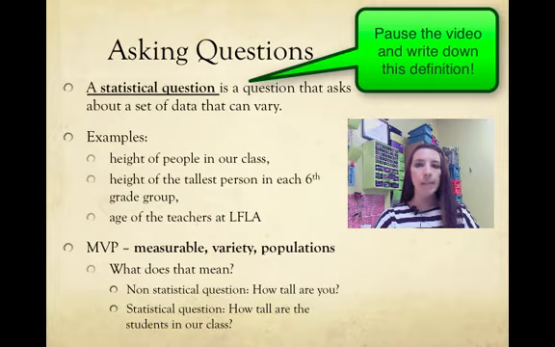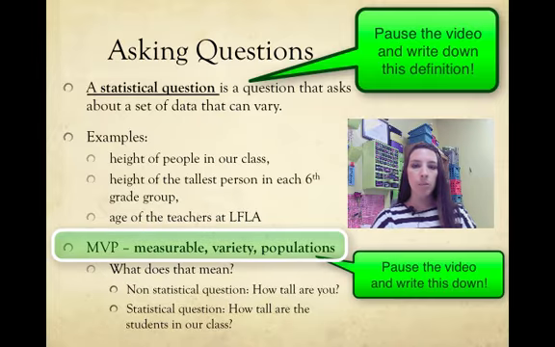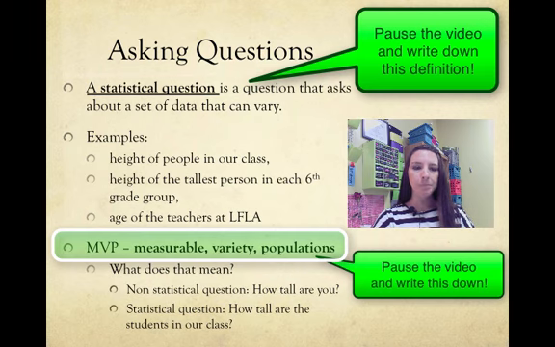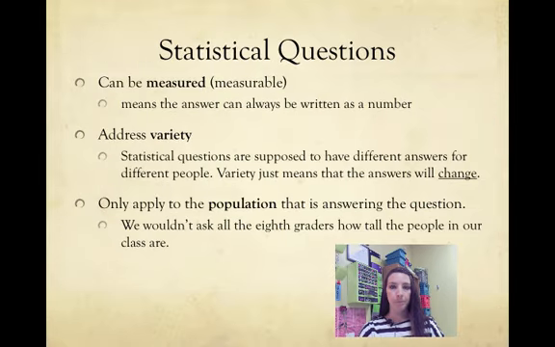When you're deciding whether a question is statistical, I want you to write this down. I want you to keep the letters MVP, like the most valuable player for a baseball or a football or basketball team, in your brain. But in math, for our class, they stand for measurable, variety, and population. And we'll go over what all of those mean. But basically, every statistical question has to meet these three things. MVP: it has to be measurable, it has to have variety, and it has to address a population.